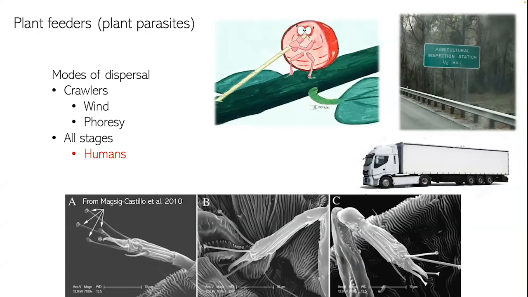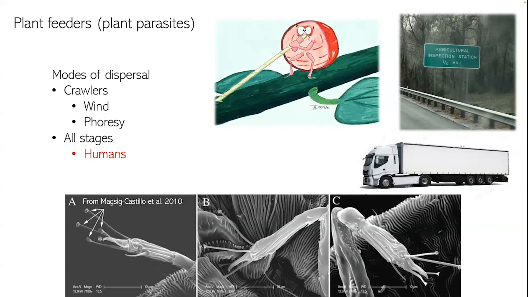So scale insects seem like they probably don't disperse very well because the adult females don't have wings. They don't really move around. Armored scale females don't even have legs. Once they settle, they're done and they're not moving ever again. But somehow they seem to be able to establish and become invasive all over the world and come from all over the world to Florida and other places.